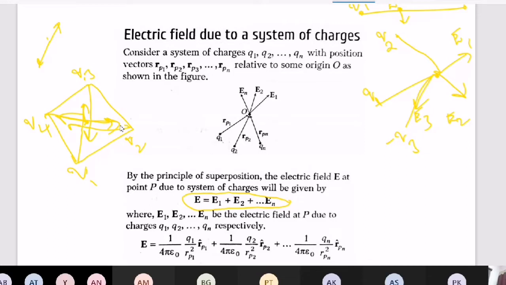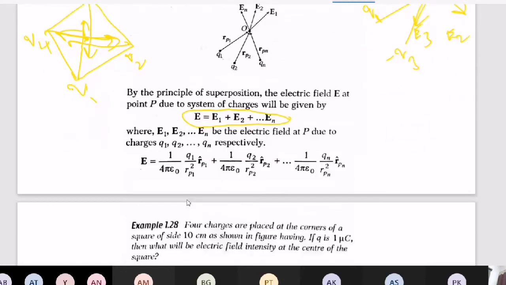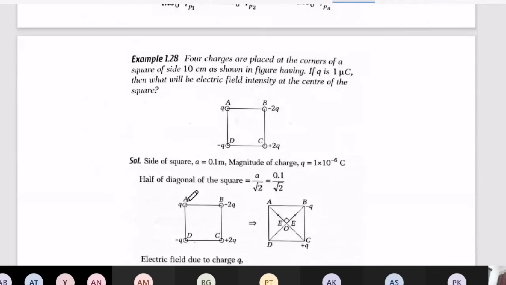So if more than two charges are there, then due to that system of point charges, if you want to find the electric field, you have to take each magnitude, each direction, and then you have to apply what we call the vector rules to find the resultant electric field. That is what you need to do. So let's take a question so that you will understand in a better way.